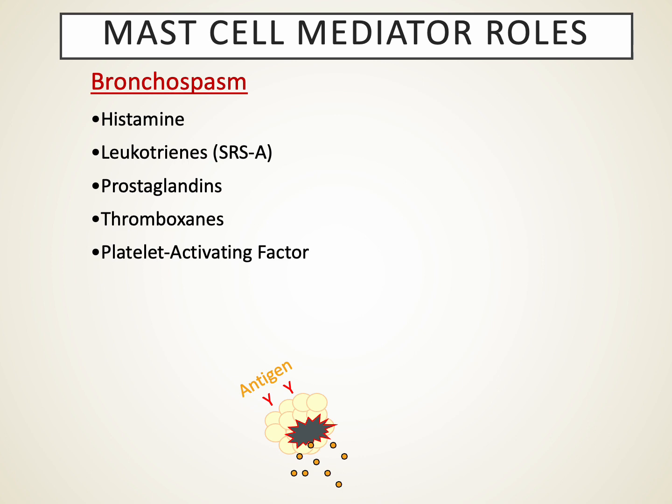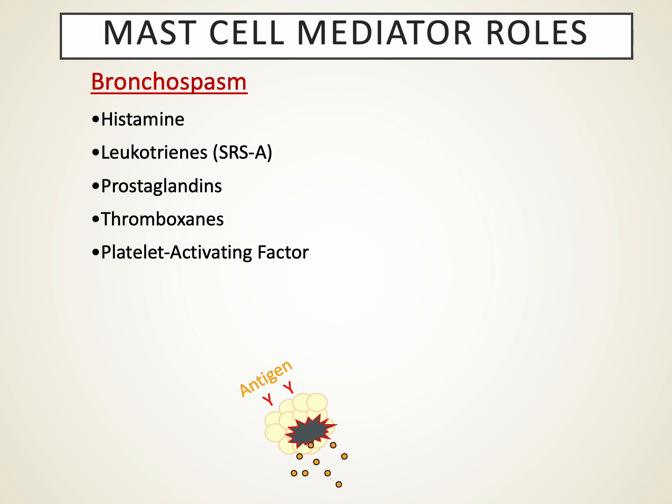As it relates to mast cell mediators and what they do, bronchospasm is triggered by histamine, by leukotrienes, by prostaglandins, thromboxanes, and platelet aggregating factor. So if someone has a bronchospastic airway disease, we could give them an antihistamine, but an antihistamine is only going to address part of the problem. It won't address all the other mediators associated with bronchospasm. So much better for us to avoid the allergy in the first place.